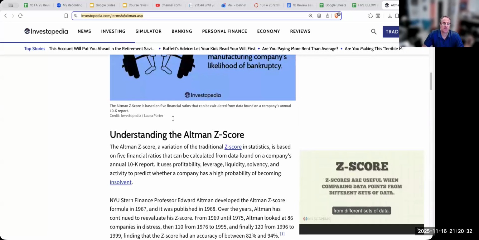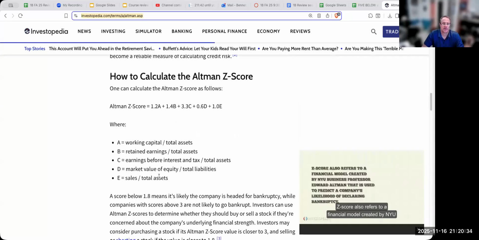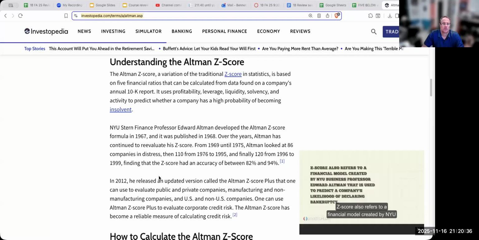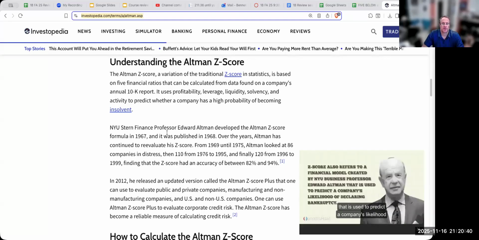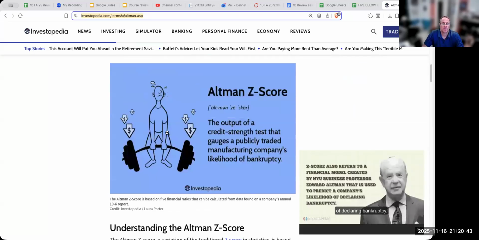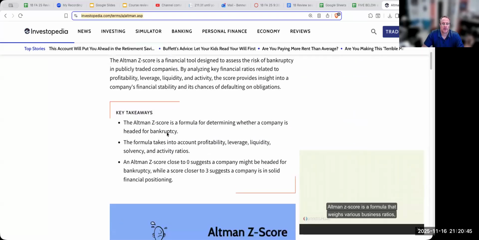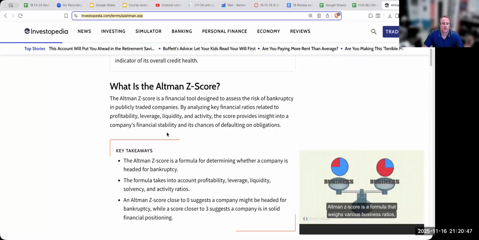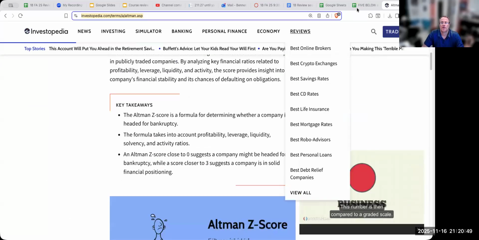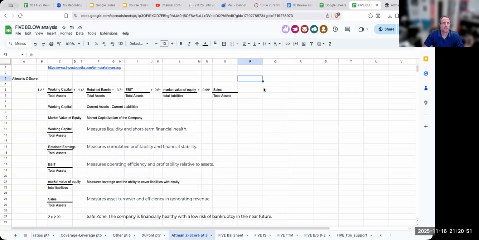If this is being defined as asset turnover, oh, by the way, it's Stern finance professor Edward Altman. That's pretty awesome. Let's go ahead and look at this over here. Let's do this for 5 Below.